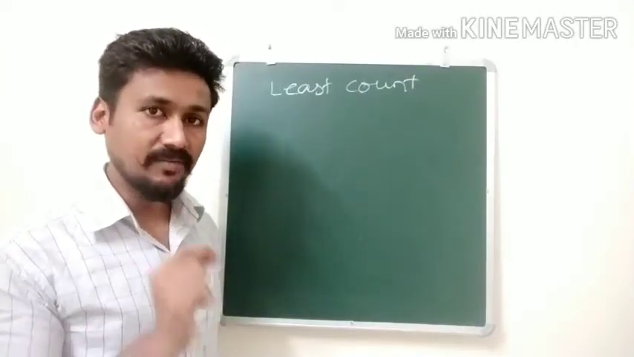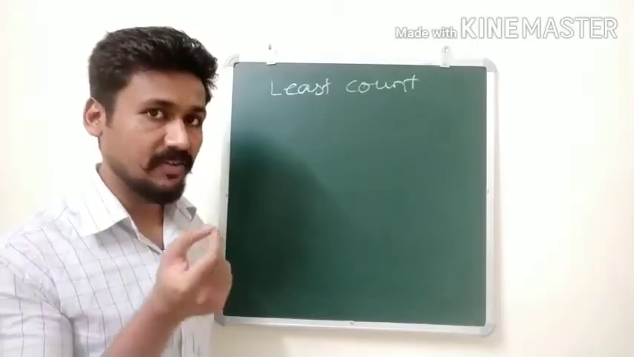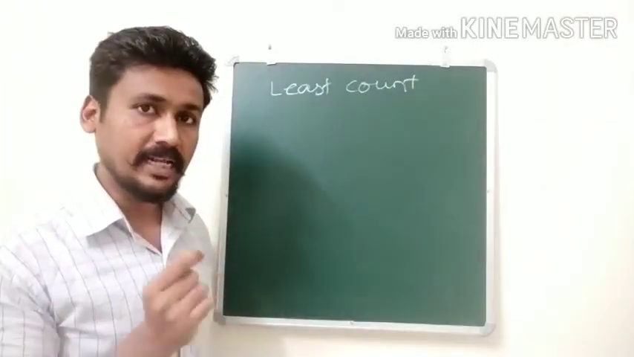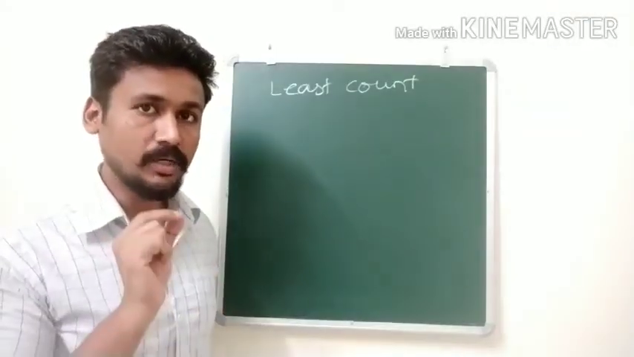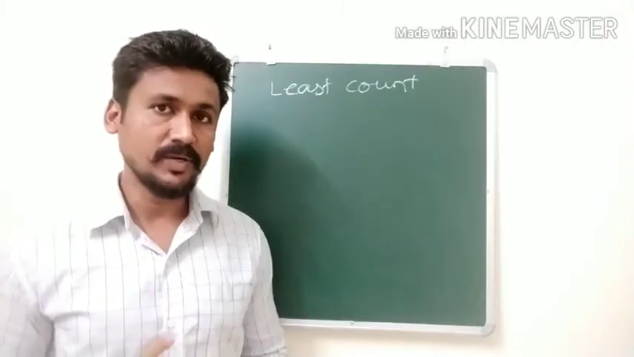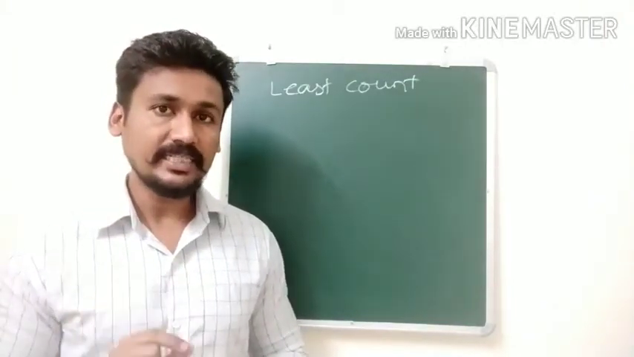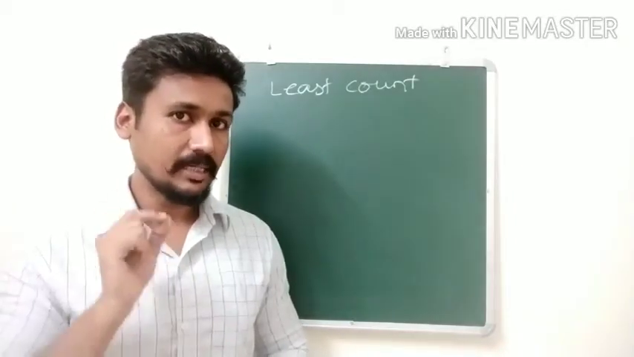So the error which arises due to the precision of your instrument, how precise our instrument is, that is the least count of that instrument. So the errors that arise due to that least count, these errors are known as least count errors, right? That is one concept. Now we are going to see some other concepts. These concepts will actually help us to make the errors as small as possible.